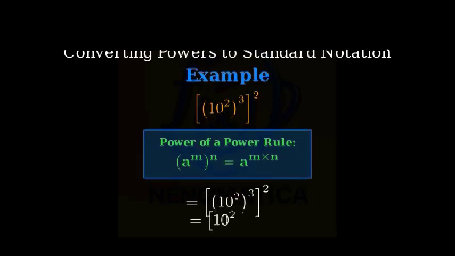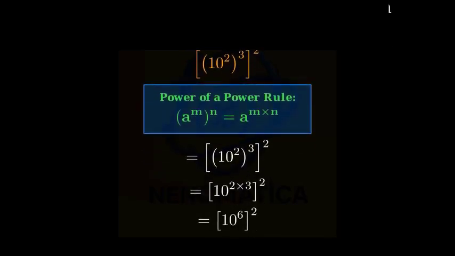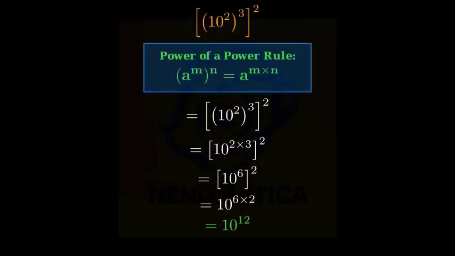First, let's work with the innermost expression. We use the power of powers rule to simplify 10 squared cubed, which gives us 10 to the power of 2 times 3, or 10 to the 6th power. Now, we apply the same rule again to the outermost expression. 10 to the 6th power squared equals 10 to the power of 6 times 2, which gives us 10 to the 12th power. So, our final answer is 10 to the 12th power, or 1 trillion in standard notation.